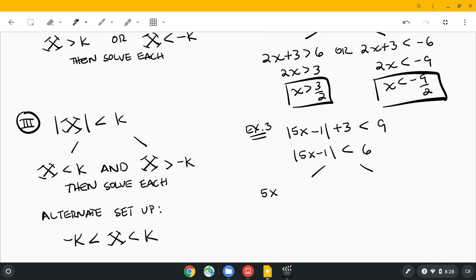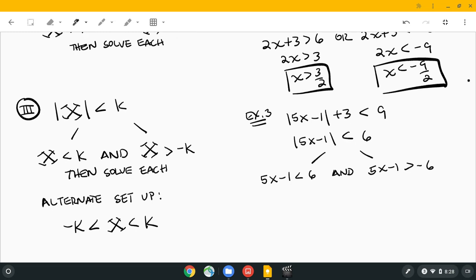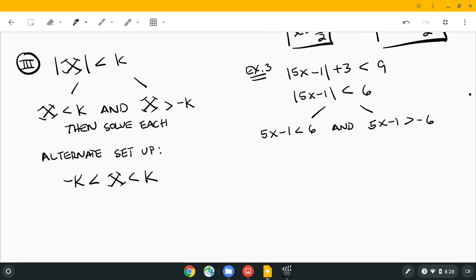So 5x minus 1 less than 6. It's like the original problem. And then this is your and. 5x minus 1 greater than -6. Okay. And then we go ahead and solve each one. So starting over here, add 1 to both sides. I get 5x is less than 7. Divide both sides by 5. X is less than 7/5.